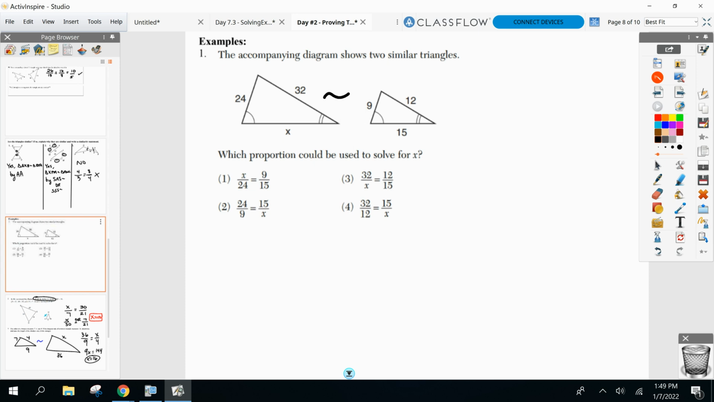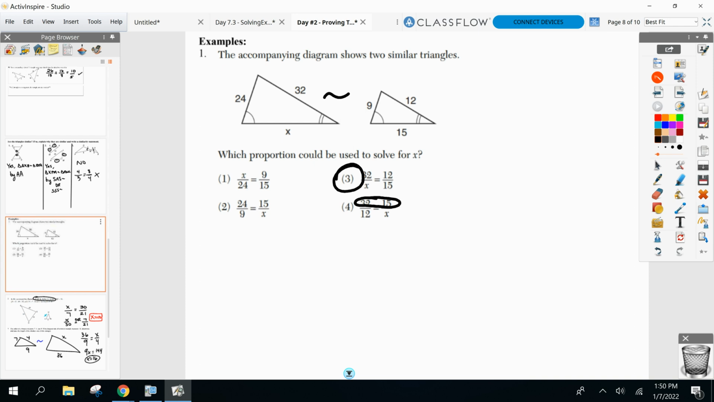32 and 12. Everyone agree they match up? That's no issue, right? 32 over 12. I can put 32 over 12. Where's the issue? Here, right here, 15. Why is that an issue? Do they come from the same triangle? No, they do not. I would need to flip this for it to be true. Yes, the correct answer is 3.